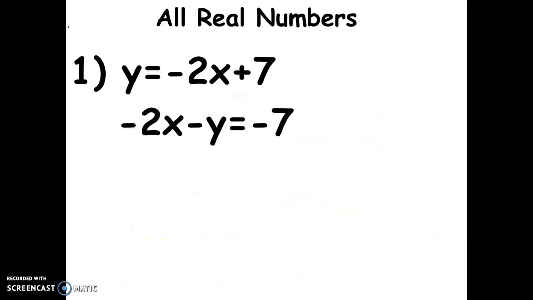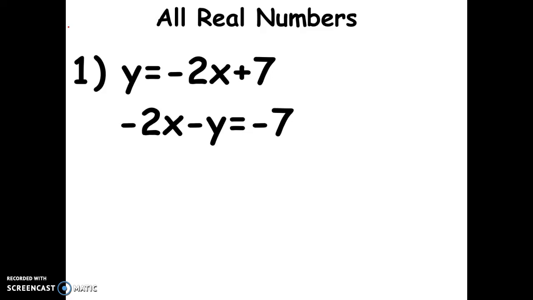All right, so today we're moving on to all real numbers. Pause the video if you need to here to give the students a minute to write it down. If everyone has it written down, I'm going to go ahead and begin.